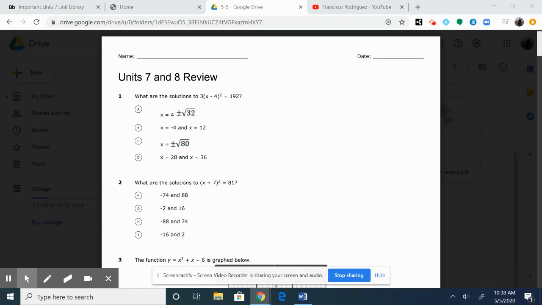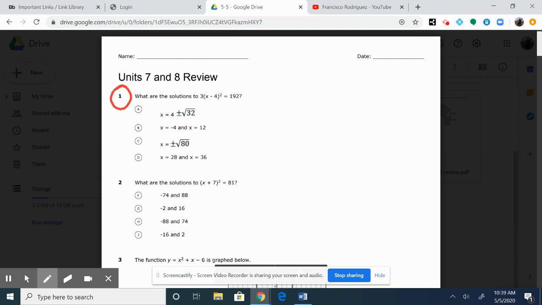Okay, so I'm going to go into some of the problems in the review, especially the ones that were most missed and some other ones that I think we need help with. So I'm going to go ahead and start with number one. And the question is, what are the solutions to 3 times (x minus 4) squared is equal to 192?